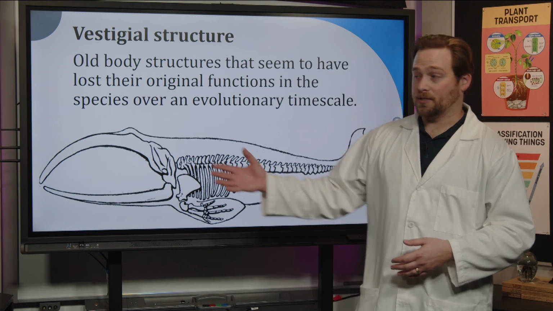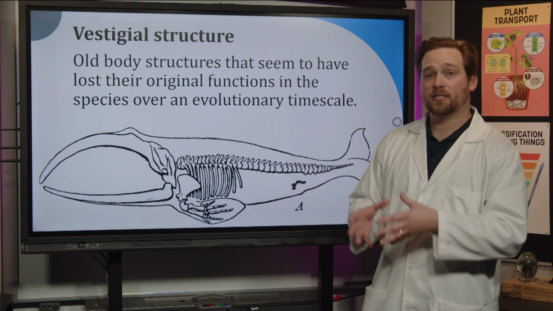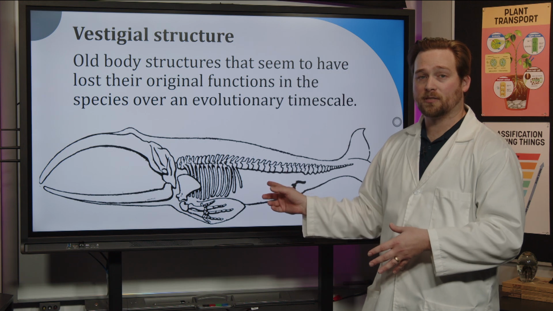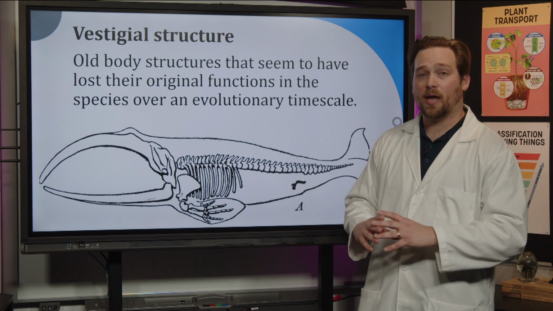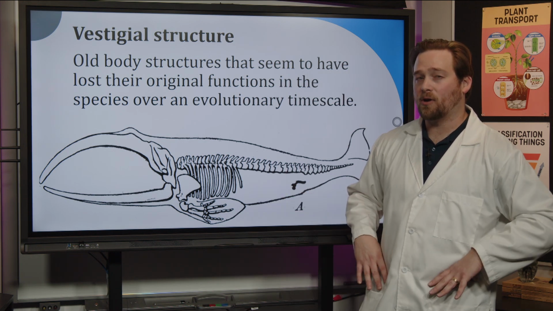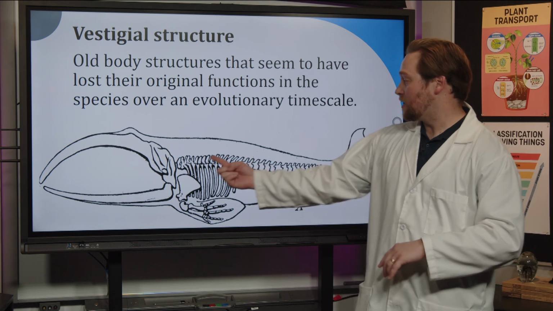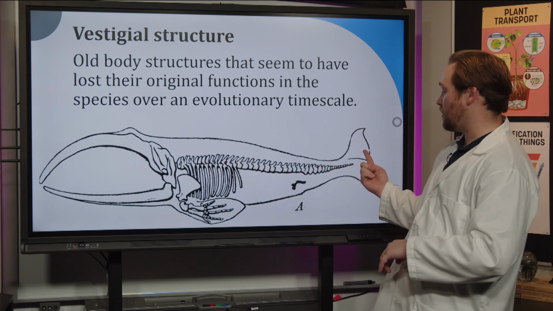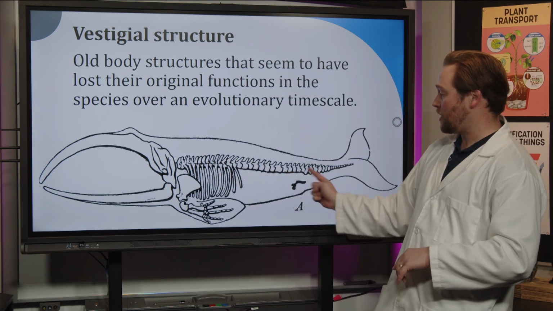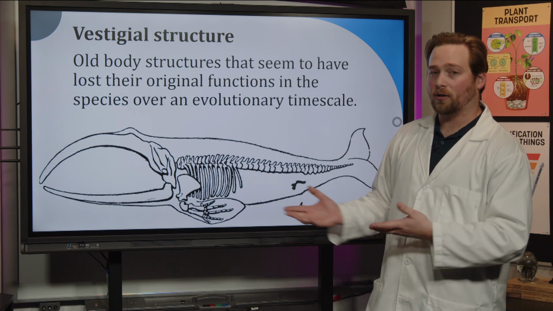So this is a skeleton of a whale, and what you would notice is that these skeletons of whales have hip bones. Okay, well, why would they have hip bones if they don't have those hind limbs, right? You can see that the spine turns into the tail. Why would this little bone here marked A, why would a whale have a hip bone?